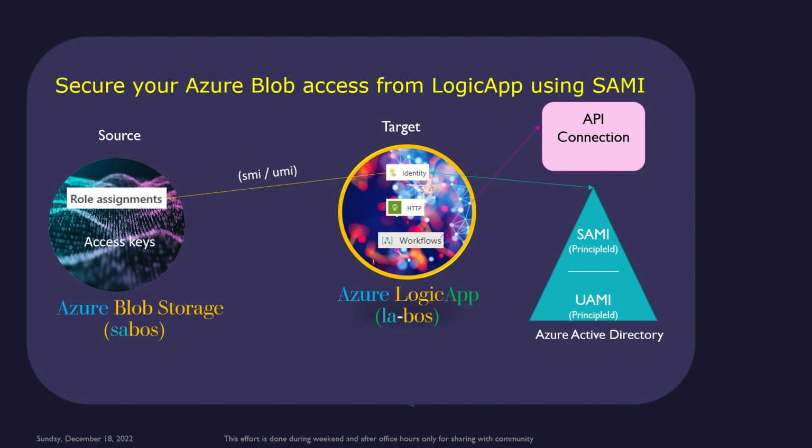Let's review this scenario where a key vault is not used. On the left side, the source is Azure Blob. Still, you can access the Azure Blob in a secure manner from an Azure Logic App. We call this SAMI BOS for the blob storage, and the Azure Logic App is LABOS, and it still uses the managed identity to access the Azure blob storage. So let's get inside the demo and take a look at it.